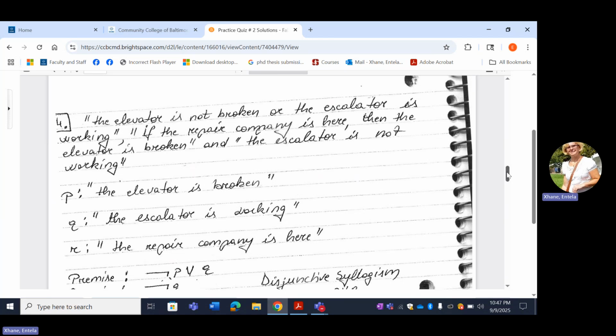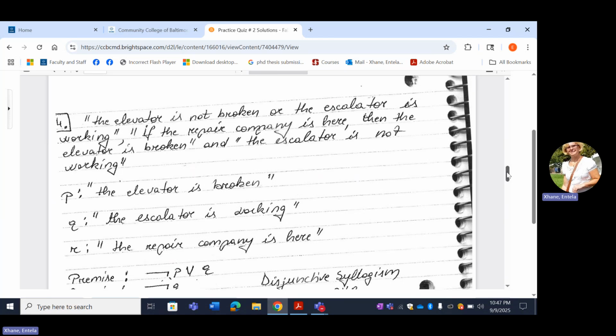We always use the original one prior to the negation process. So therefore, P is going to be the elevator is broken. Q is going to be the escalator is working. And R is going to be the repair company is here. Now we'll start combining them. Since there are 3 single propositions, we have to combine 2 premises to create an argument, and the conclusion of that combination will be applied into the second combination. We must include a single statement as a premise.